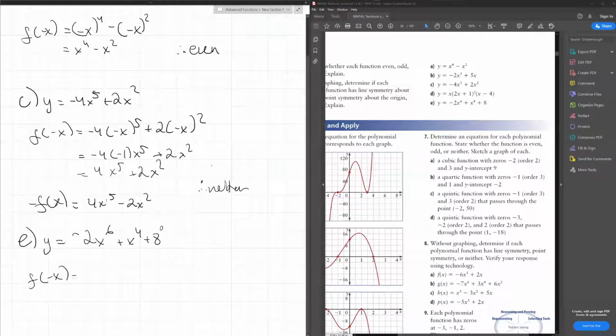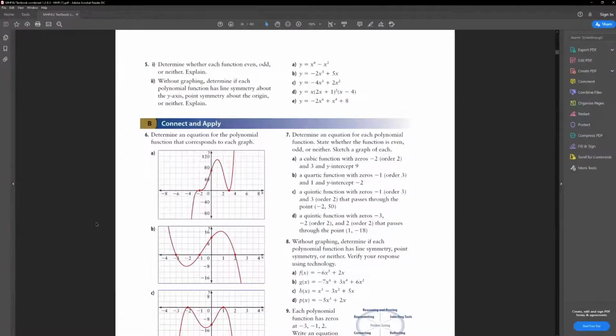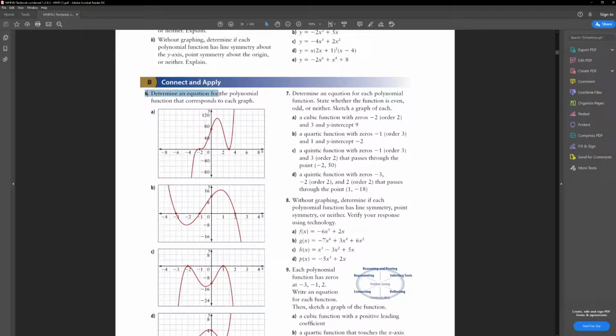f of negative x is equal to negative 2 times negative x to the power of 6 plus negative x to the power of 4 plus 8, which is equal to negative 2x to the power of 6, because this becomes a positive and this becomes a positive still, so x to the power of 4 plus 8, therefore even. Again, that means it would have a line of symmetry about the y-axis. Let's move on to question 6 now. In question 6, it asks us to determine an equation for the polynomial function that corresponds to each graph.